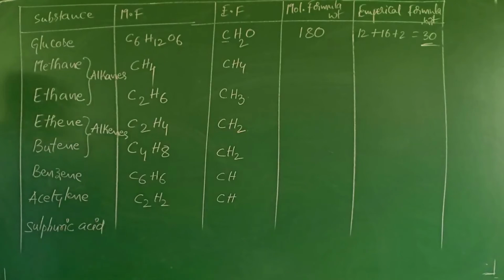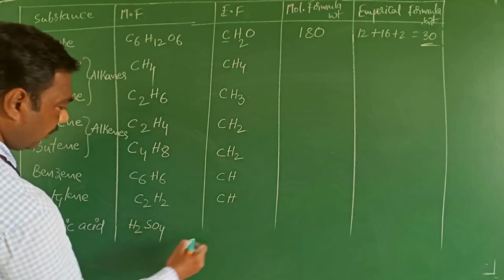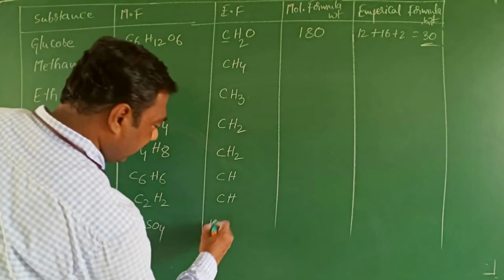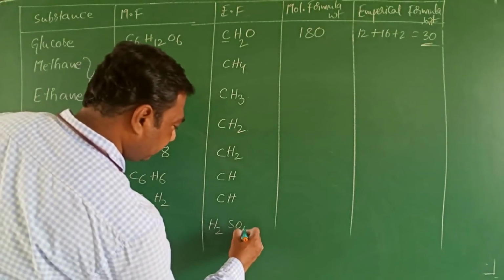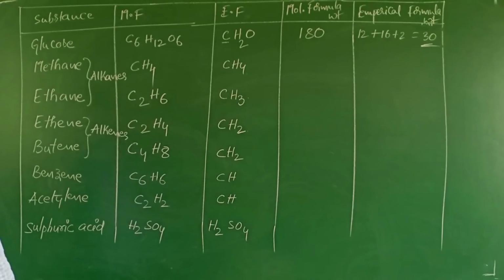Sulfuric acid. It is H2SO4. Now from this, can you make out any simplest ratio? No. Therefore, its empirical formula is also the same. That is H2SO4 itself. Students, please make a note of these tabular form.